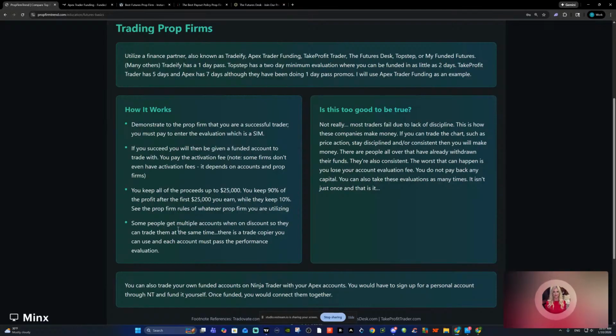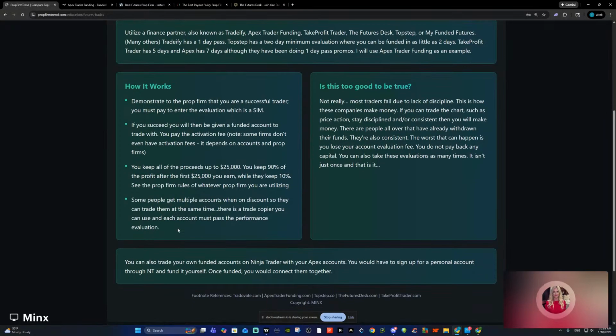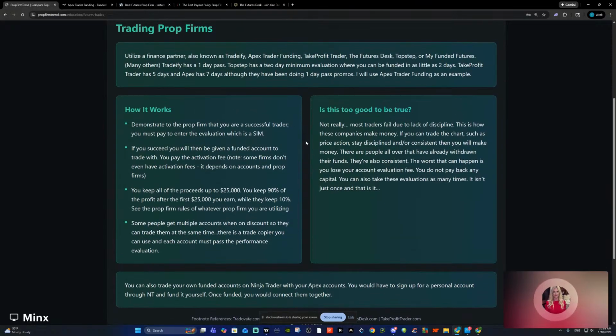Some people get multiple accounts when it's on discount so that they can trade them at the same time. There is a trade copier you can use, and each account must pass the performance evaluation as they are all standalone accounts. Now, is this too good to be true? Not really. Most traders fail due to lack of discipline. And this is how these companies make money.